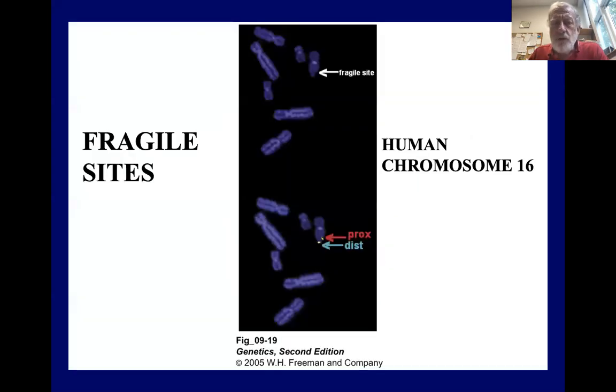So this shows you fragile sites on human chromosome 16. This doesn't cause Fragile X, but it illustrates fragile sites. So we can see that in both of these 16s there, they break in the proximal place and not in the distal place, at least in that one sister chromatid. You can see that on the top as well. So fragile sites are places where chromosomes tend to break more. They're not just in humans, they're in all kinds of creatures.